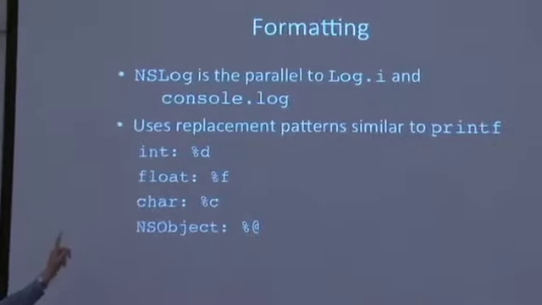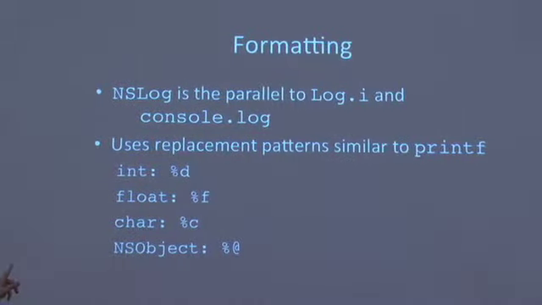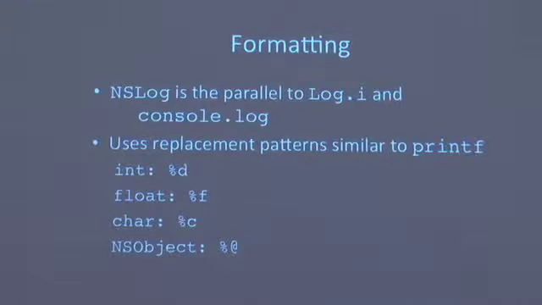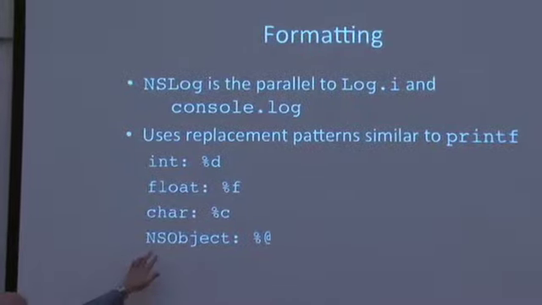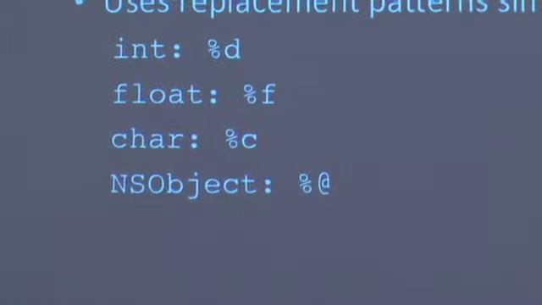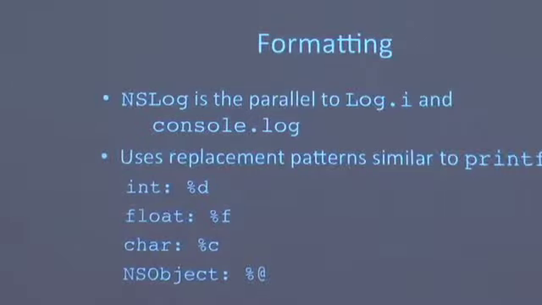Formatting is much the same as in C, where you would use printf or sprintf, and you would use replacement patterns such as %d if you wanted to display an int, or %f for a float, or %c for a char. In Objective-C, we also add one more: for NS objects, you can use %@, and that will print the value of the object, which in many cases is just the ID, but you can actually override a function called description that would provide a sort of human-friendly version of that object as well. And if we have time, I'll show you that at the end.